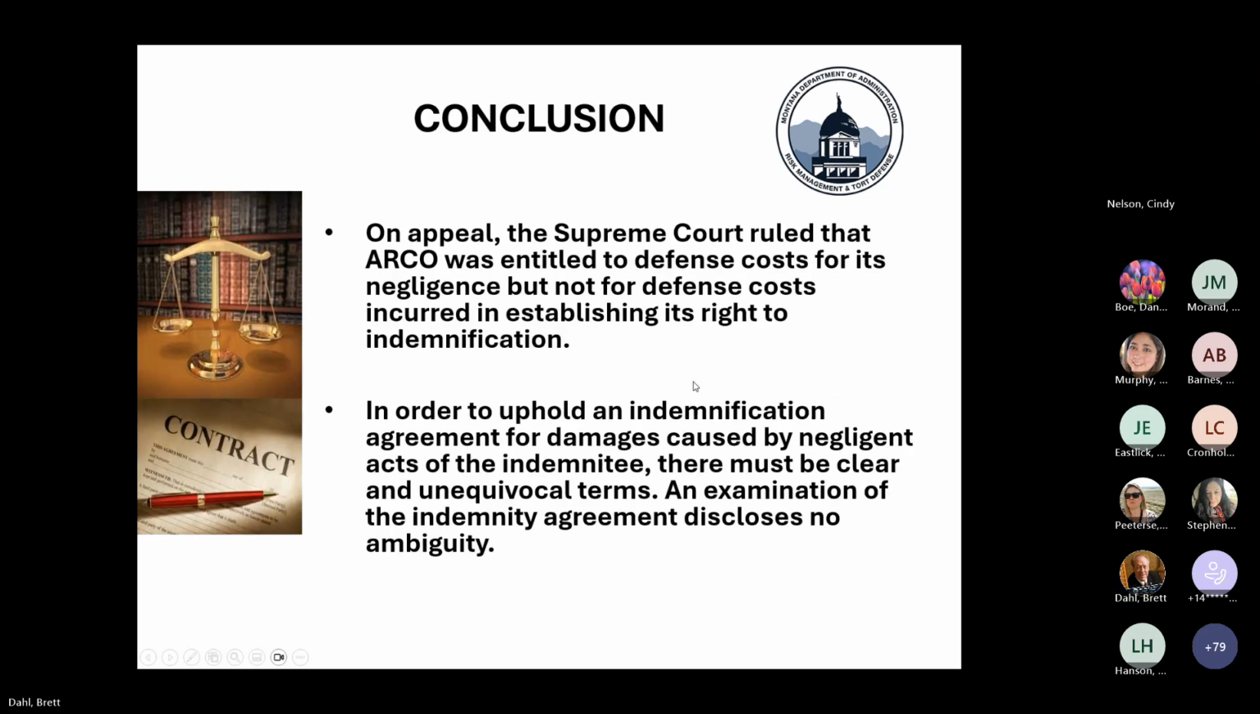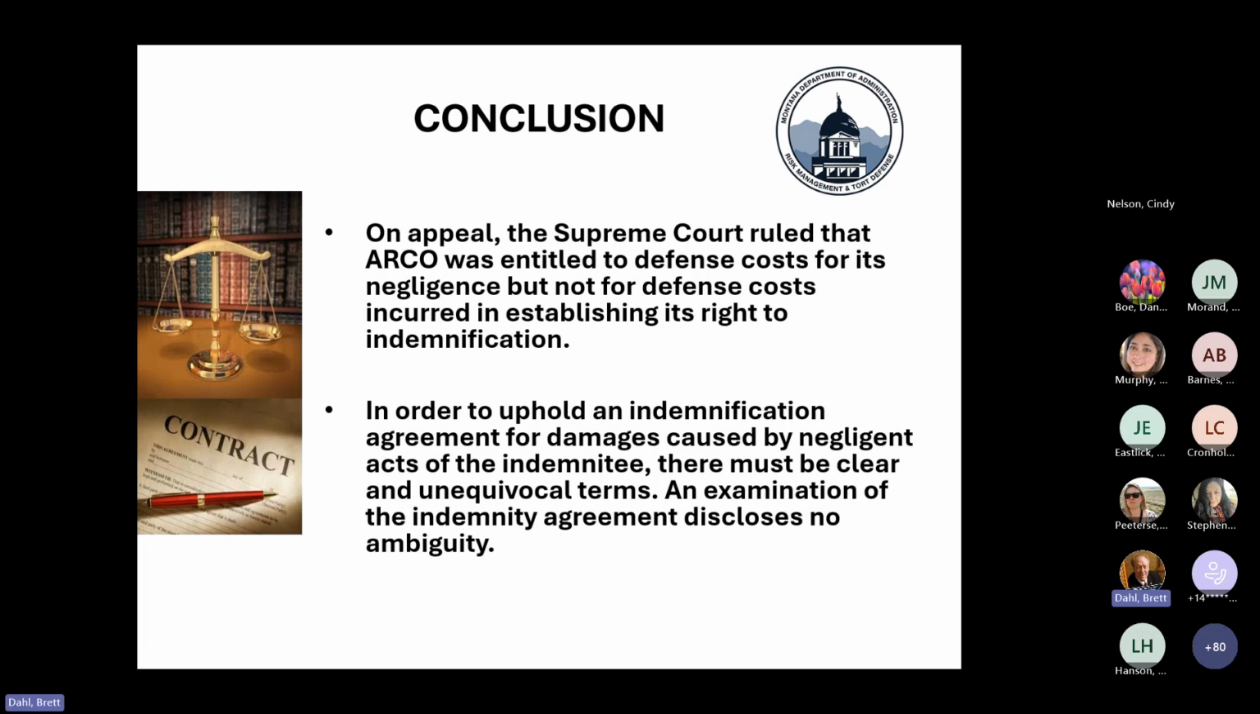In the conclusion, on appeal, the Supreme Court ruled that ARCO was entitled, since Grant Norpack conceded negligence, to defense costs, which Grant Norpack had to pay, but they weren't entitled to the costs associated with establishing its right to be indemnified because it wasn't in the indemnity provision. And the court further stated that in order to uphold an indemnification agreement for damages caused by negligent acts of the indemnitee, there must be clear and unequivocal terms. An examination of that indemnity agreement discloses no ambiguity.